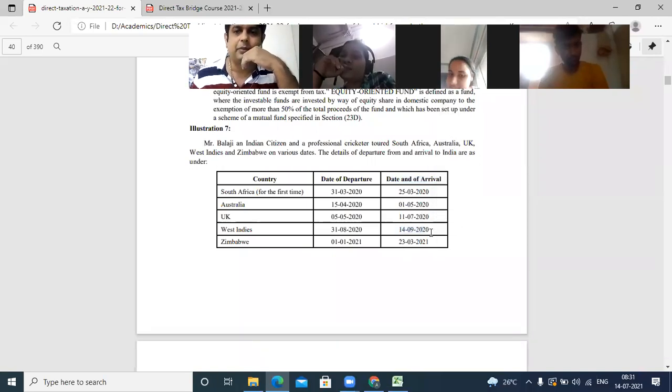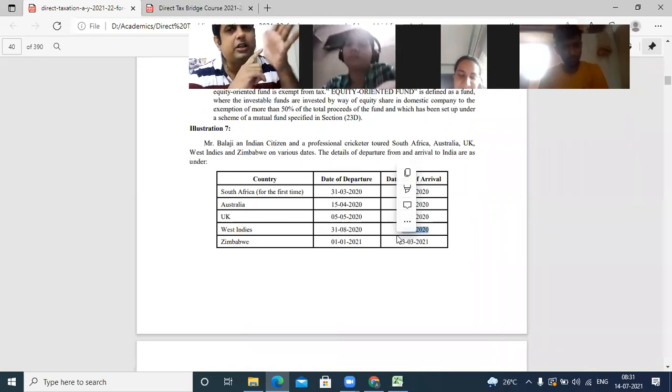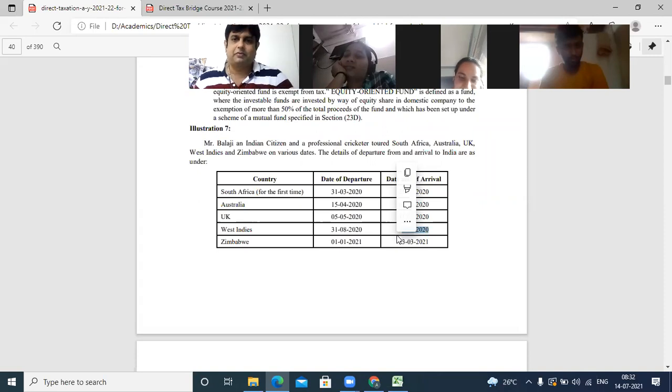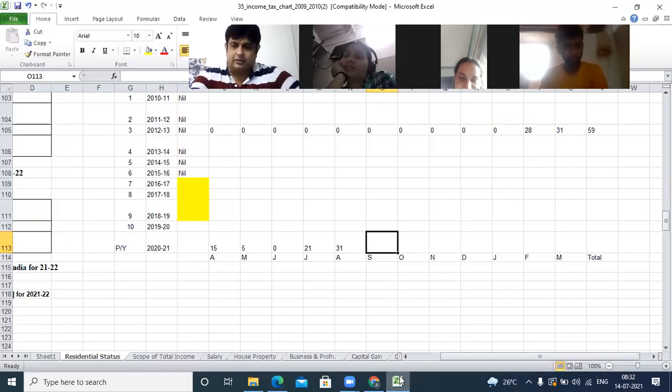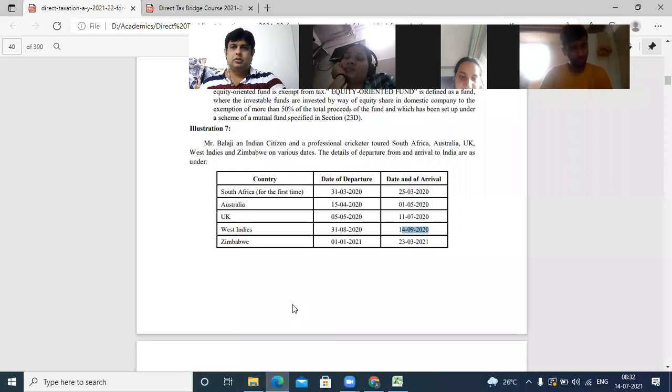How many days of September? September कितने दिनों का होता है? 30. So 14 to 30, how many days? 17. You have to write 17. October. October, how many days? 31.